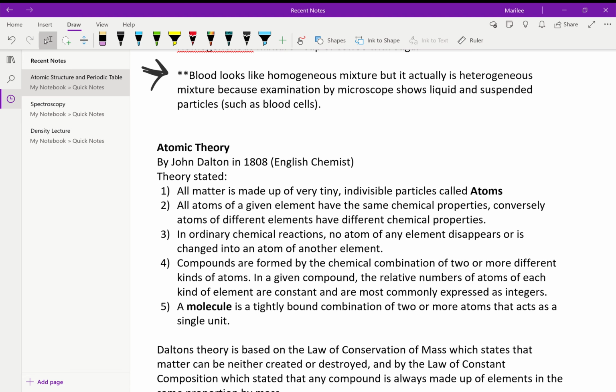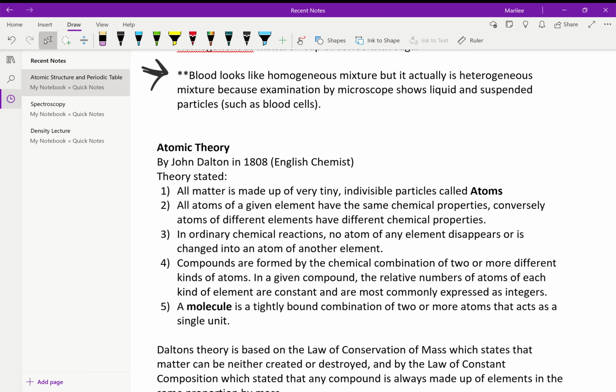Now I'm going to go over atomic theory. This was done by John Dalton in 1808. The theory stated that, first, all matter is made up of very tiny indivisible particles called atoms. 2. All atoms of a given element have the same chemical properties. Conversely, atoms of different elements have different chemical properties. 3. In ordinary chemical reactions, no atoms of any element disappear or are changed into another element. Number 4 says compounds are formed by the chemical combination of two or more different kinds of atoms.